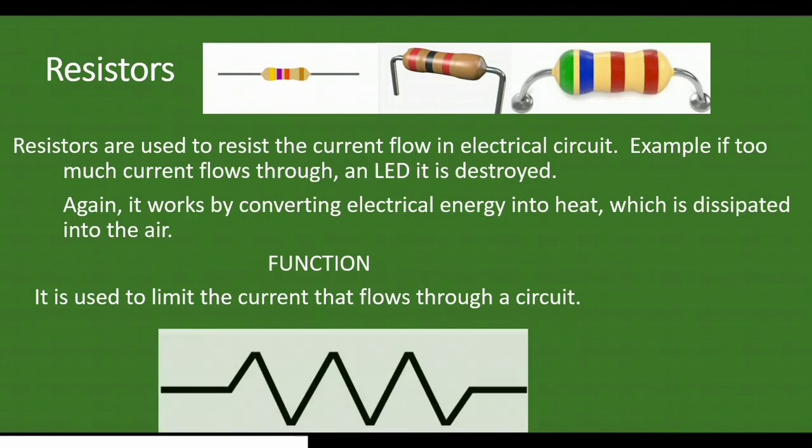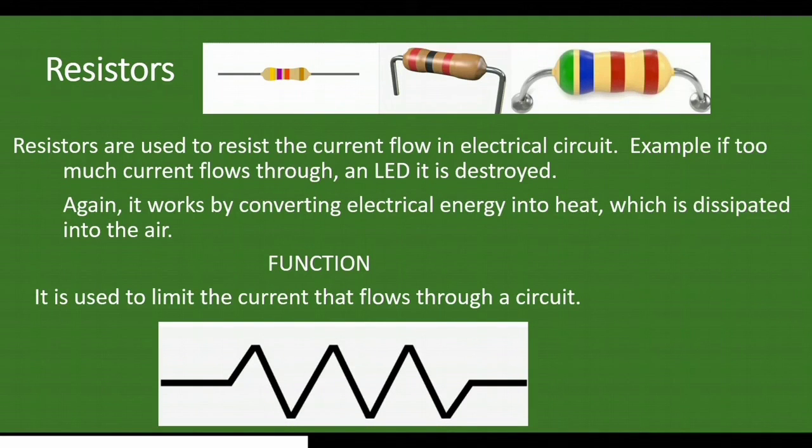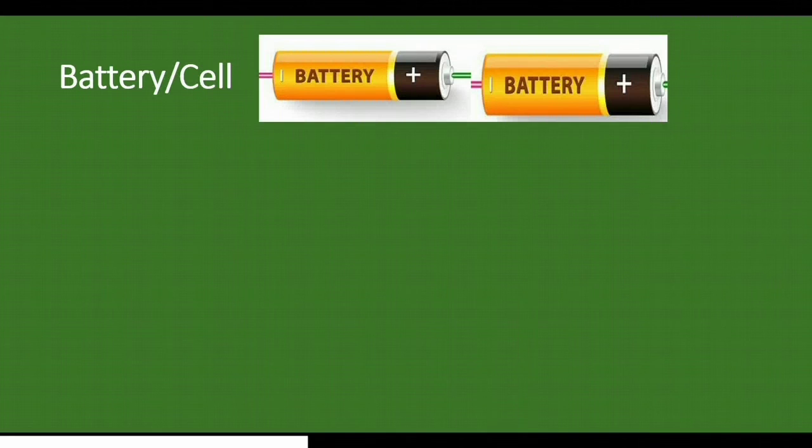So this is how it looks, and we have the symbol of a resistor to be this. So just look at it very carefully. This is the drawing, or the actual thing, of the resistor, and this is the symbol. So we have the drawing and the symbol. Great. Now, the next component is the battery or cell.